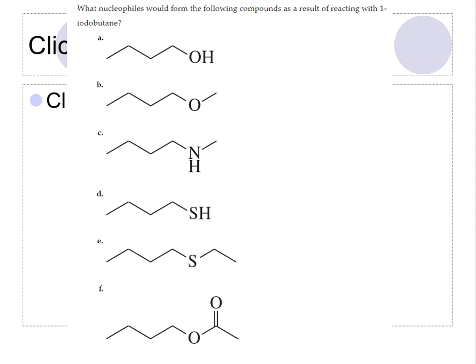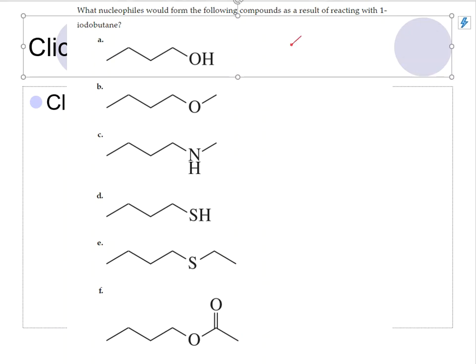Okay, we're back, and we need to take a look at these example problems. You know me, like I said before, over and over, I'm the example king. All right, so let's take a look at A. It says, what nucleophile would you need to form the following compounds as a result of 1-iodobutane?